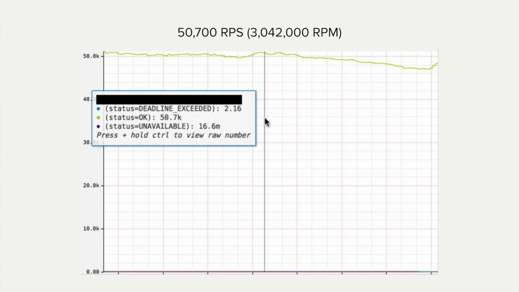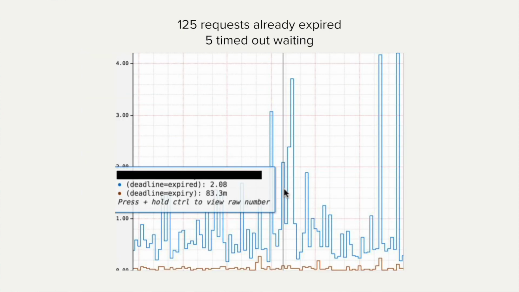And deadline exceeded is essentially just timeouts. Unavailable means that we couldn't get to that server at all, even after multiple tries. And an okay, that's what we want, right? That's Netflix succeeding here. And so in this particular minute, we had about 50,000 RPS, or about 3 million total requests. And so as we dive in to these rates and to these numbers, we'll see how these technologies help here.